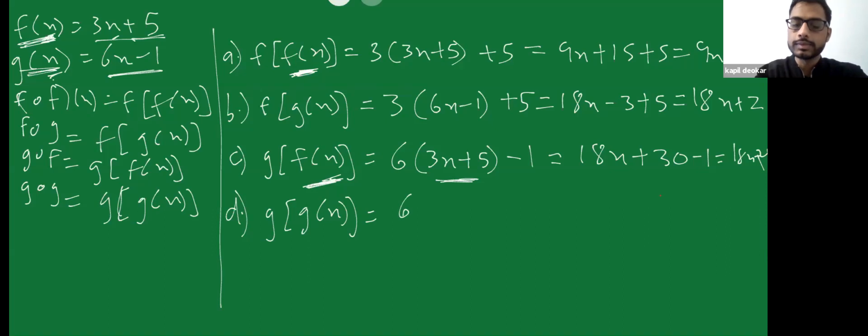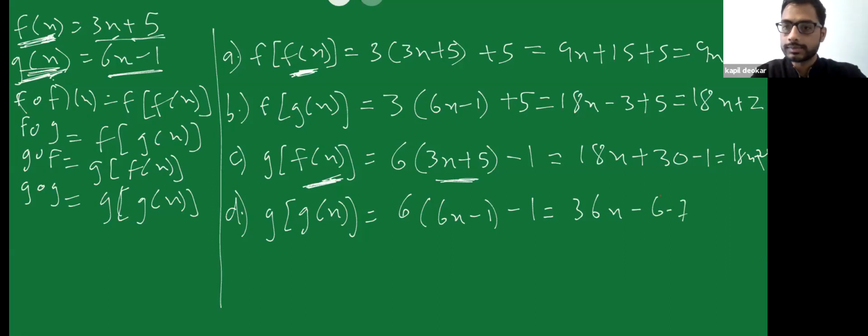And fourth one, what I want is g of g of x. So 6 into, instead of x in this particular case, again I want g of x term. And what is g of x? G of x is given as 6x minus 1, minus 1. So that is 6 6s are 36x minus 6 minus 1. Okay, I wrote the answer. It's minus 7. So 36x minus 7.